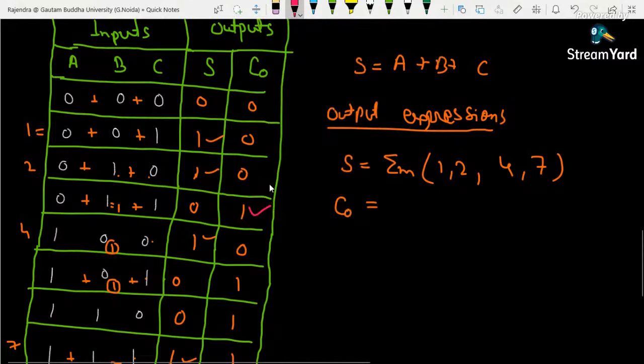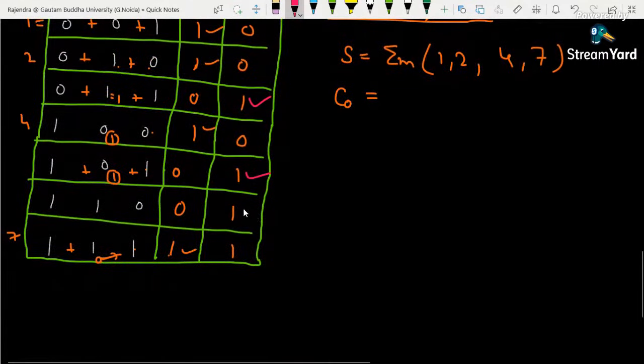Here you are getting high, here you are getting high, here you are getting high. After this, what is the corresponding min term value? This is min term 0, 1, 1. When the ABC value is 0, 1, 1, that means this is 3. Similarly, this is 1, 0, 1, that means 5. This is 1, 1, 0, that means decimal 6. And the last one is 7.